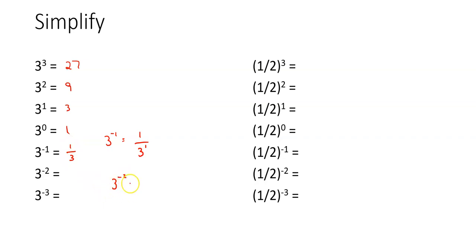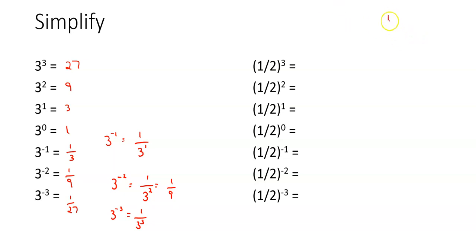3 to the negative second power means it wants to move from the top to the bottom. So when it moves to the bottom, it becomes a positive exponent. 3 squared is 9. So 3 to the negative second is 1/9. How about 3 to the negative third? You start to see the pattern. 3 to the negative third is 1 over 3 cubed. So 1 over 27. So part of my point in doing this is that you notice that even though you have negative exponents, that doesn't mean that the answer is negative. It can be, right, if there's a negative in front of the problem. But here, a negative exponent does not mean that the answer is negative. It means that the answer is a fraction.